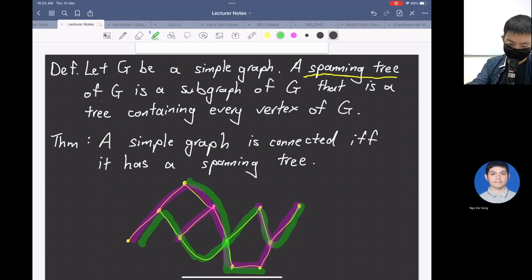A simple graph is connected if and only if it has a spanning tree. This should be obvious from the definition. If the graph is connected, then every two vertices are connected by a path, so you can construct a spanning tree. And if you have a spanning tree, the simple graph should be connected because in a spanning tree, all vertices are connected. One direction is trickier, but this theorem is not too difficult.